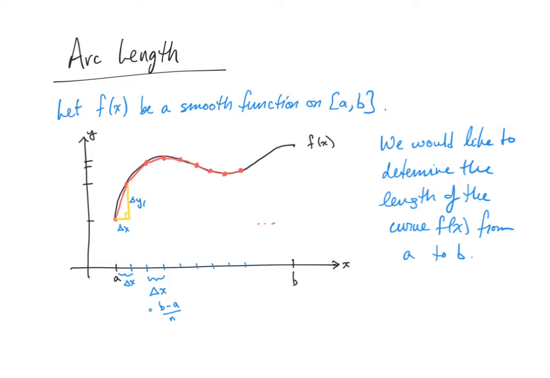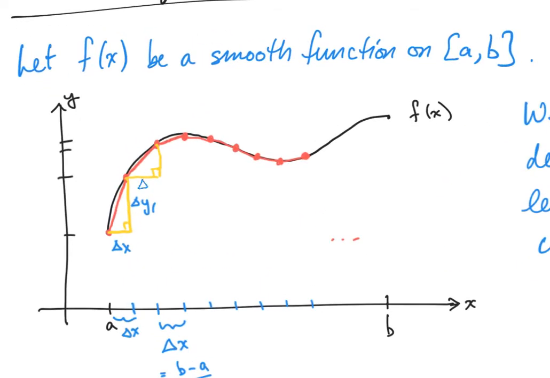And I could do something here very similar. It's supposed to be a right angle, right? So let me zoom in a little bit. This is also delta x, and this I might call delta y2. Right, and so I continue this process on, and I have a delta y3 and a delta x.